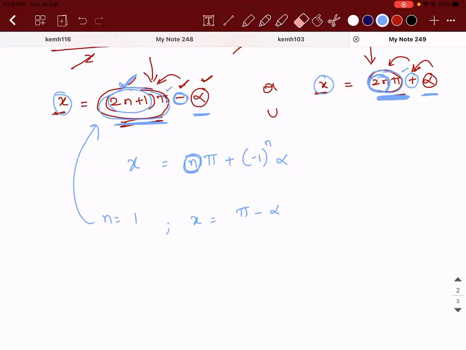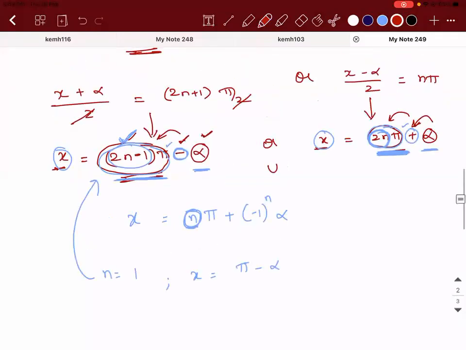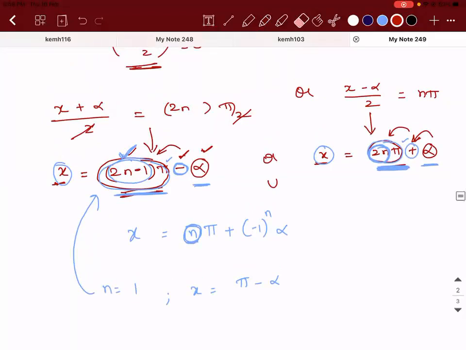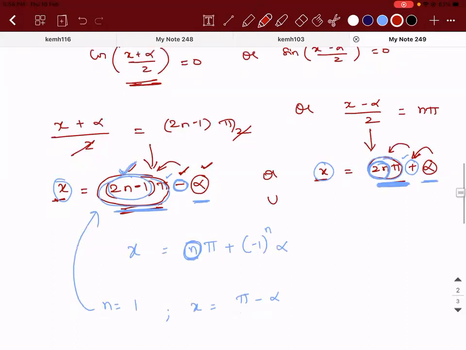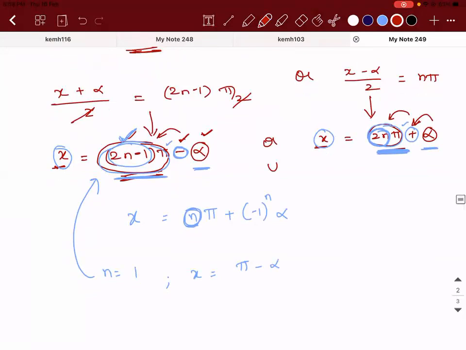That is the reason I told you that you can write it as 2n plus 1 or 2n minus 1. Actually, the more correct way is to write it as 2n minus 1. That is the most appropriate way. Don't worry about the proof, understand the logic here. You're convinced about 2n minus 1 into pi by 2, right? When I put n equal to 1, this gives pi minus alpha. The same thing this formula is also giving, no? So this formula is a combined expression of this and this.